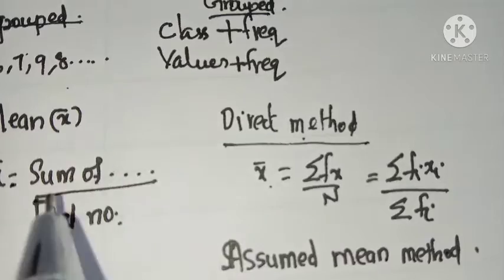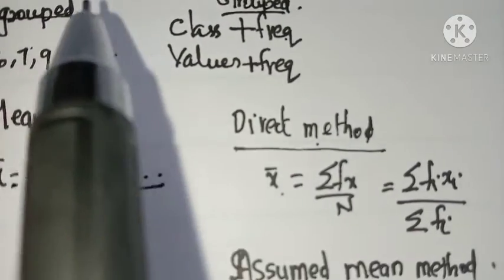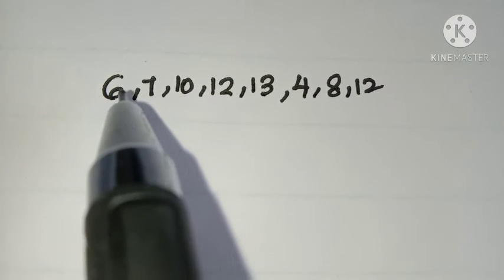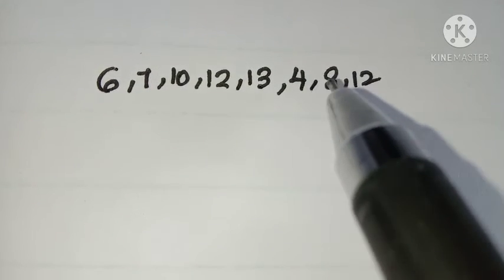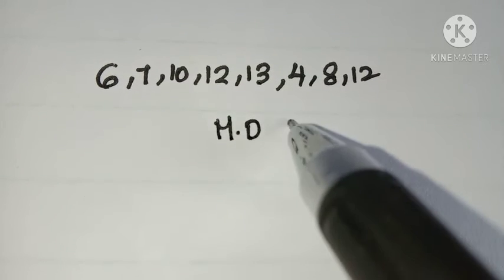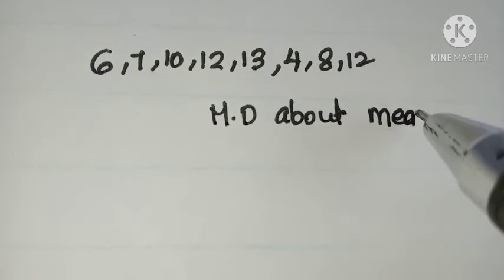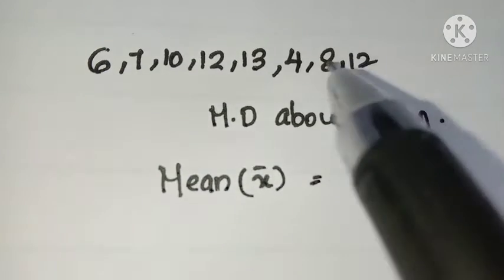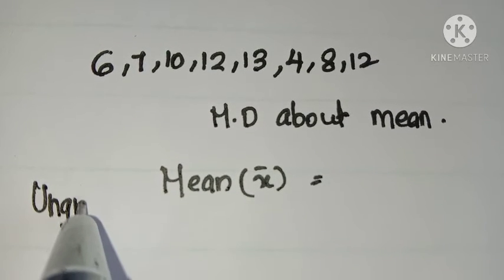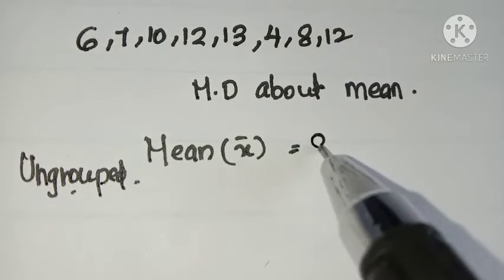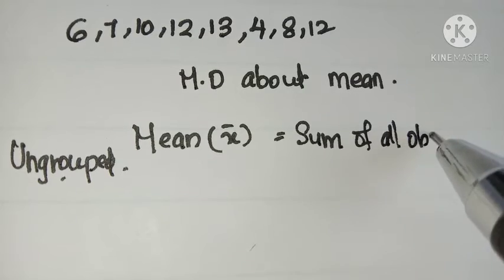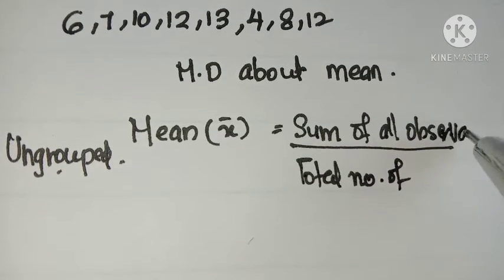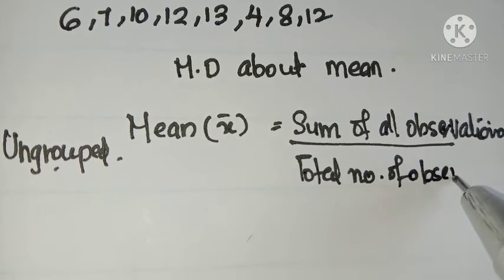Let's see some examples of how to find mean deviation about the mean for ungrouped data. Example: we have the data 6, 7, 10, 12, 13, 4, 8, 12. We need to find the mean deviation about the mean. For this, first we have to find the mean x bar. Here values are given, which means it is ungrouped data. So for ungrouped data, mean is the sum of all the observations divided by the total number of observations.